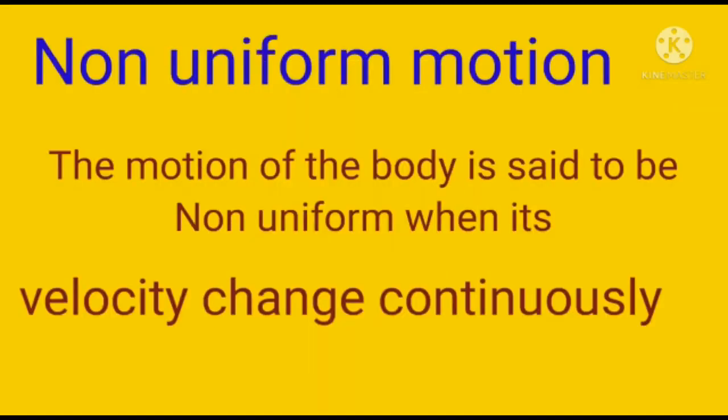Okay. Our next topic is non-uniform motion. The motion of a body is said to be non-uniform when its velocity changes continuously. All of you observe very well here. Velocity changes continuously.